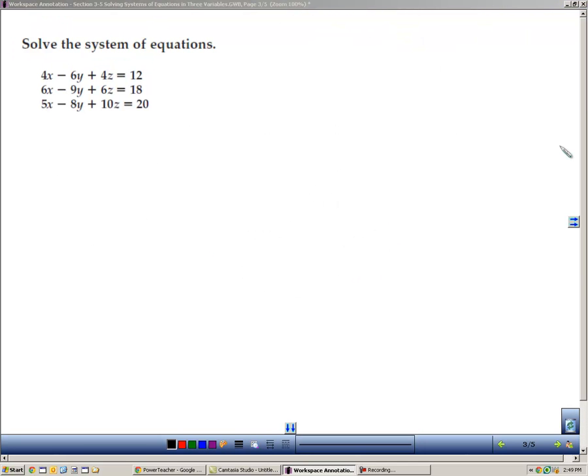Here's another system with three variables to solve. I'll take the first two equations and write them out. It doesn't matter which letter you eliminate. I'll just eliminate the x's here. So if I multiply the top by a 3, I'll get a 12. And if I multiply the bottom by negative 2, I'll get a 12.